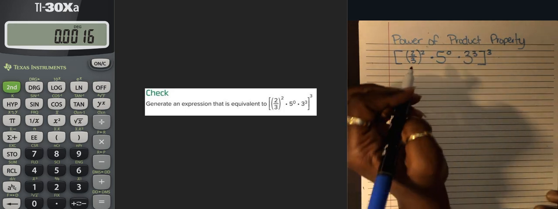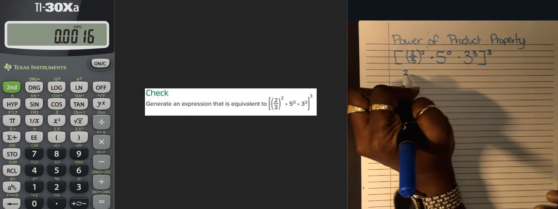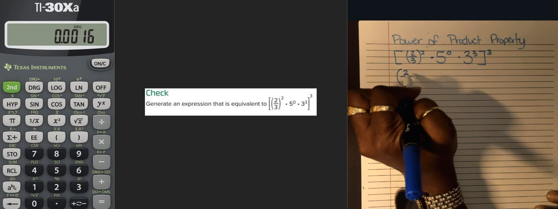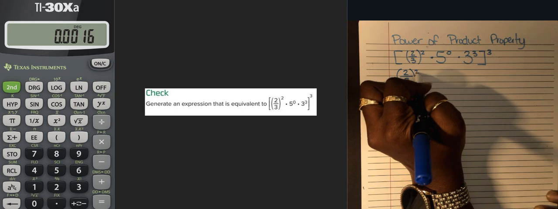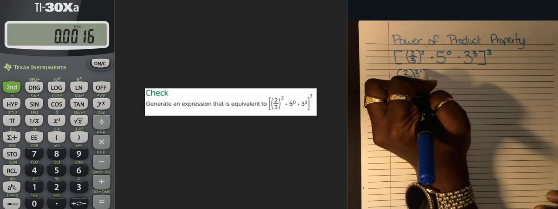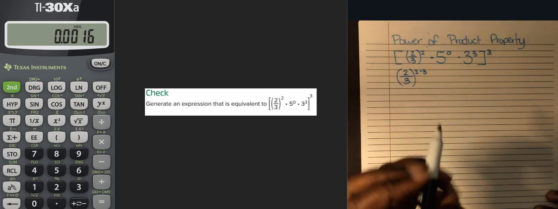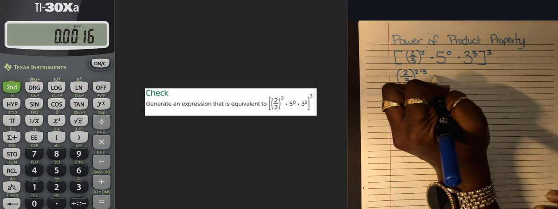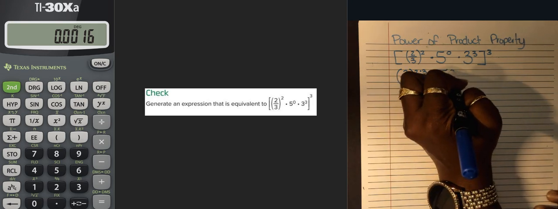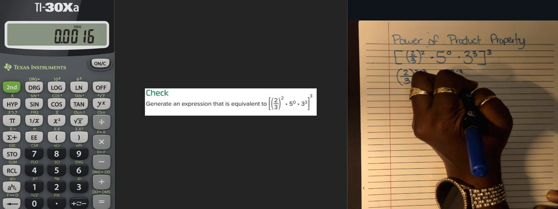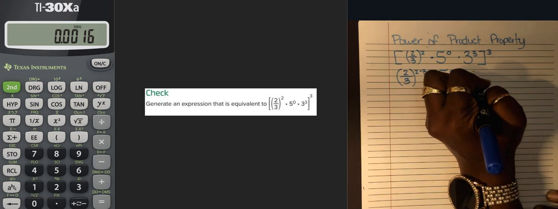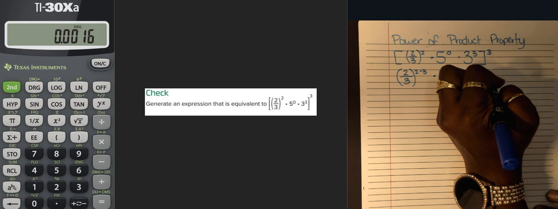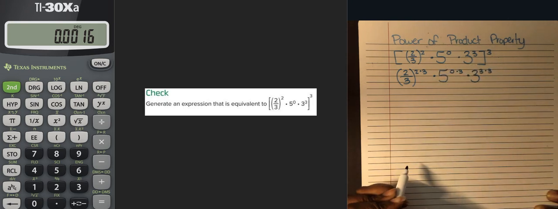So what that would look like is (2/3)^2, and we're going to multiply that by 3. Then we're going to say 5^0, also multiplied by 3. And then 3^3, and that's also going to be multiplied by 3.